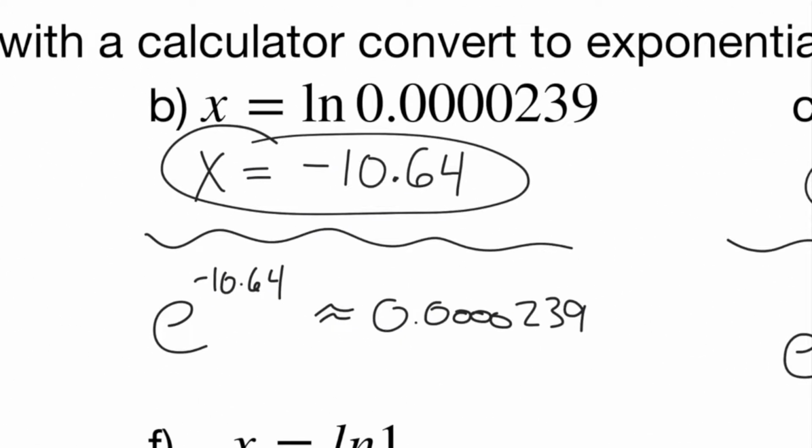Here, what would the exponent have to be in order to produce an incredibly small number like this? Well, your exponent would have to be negative. In fact, you take the natural log of that, and you get negative 10.64. Rewriting it in its exponential notation, what that means is e to the negative 10.64 is approximately 0.40239.